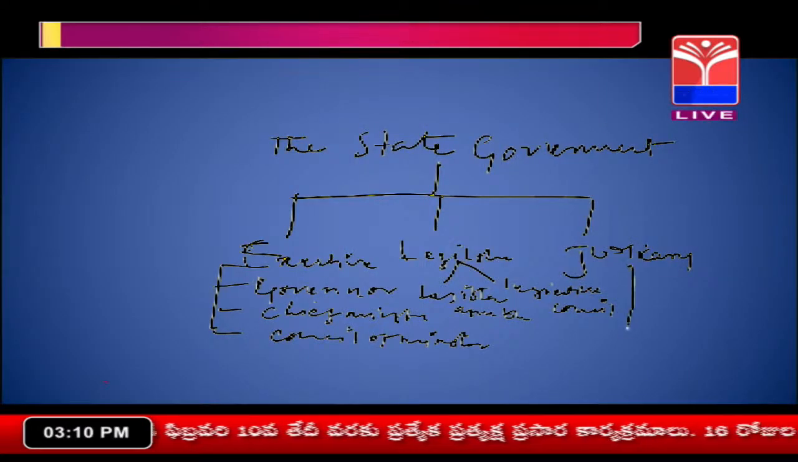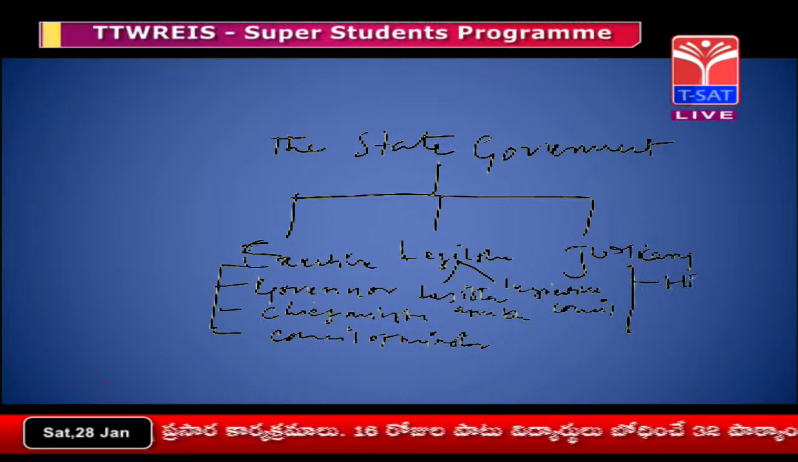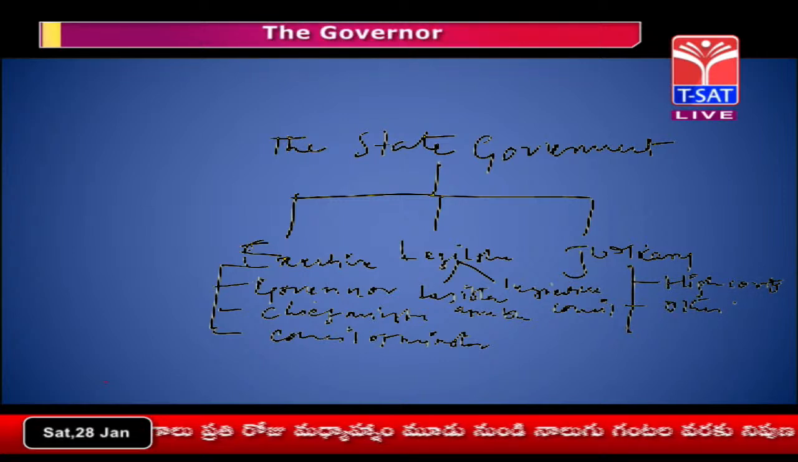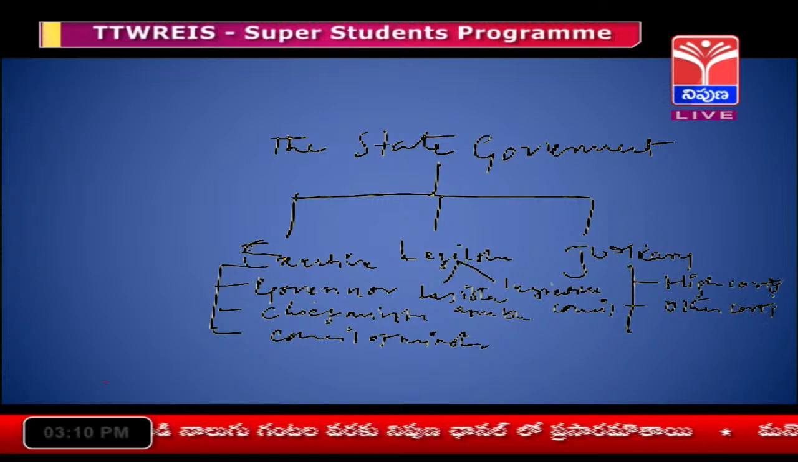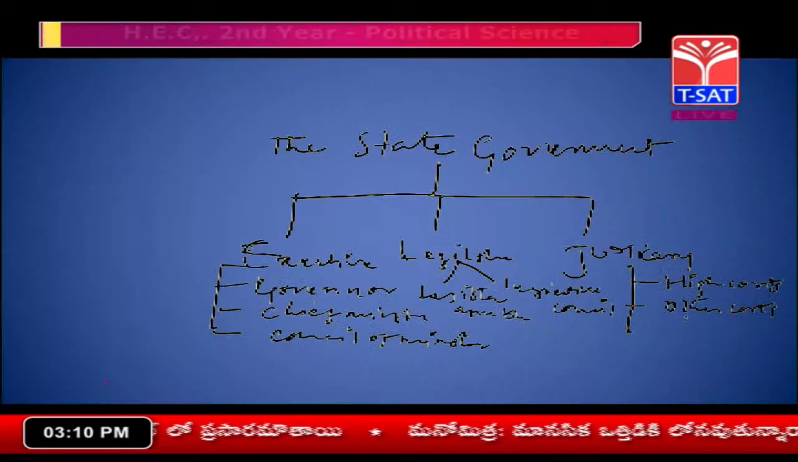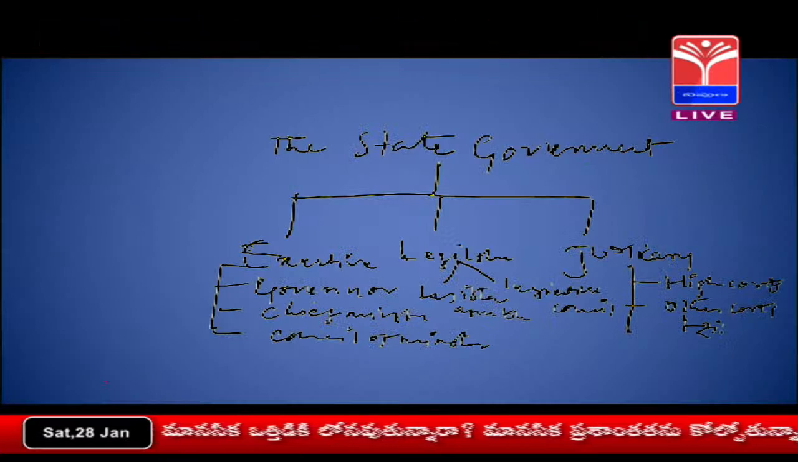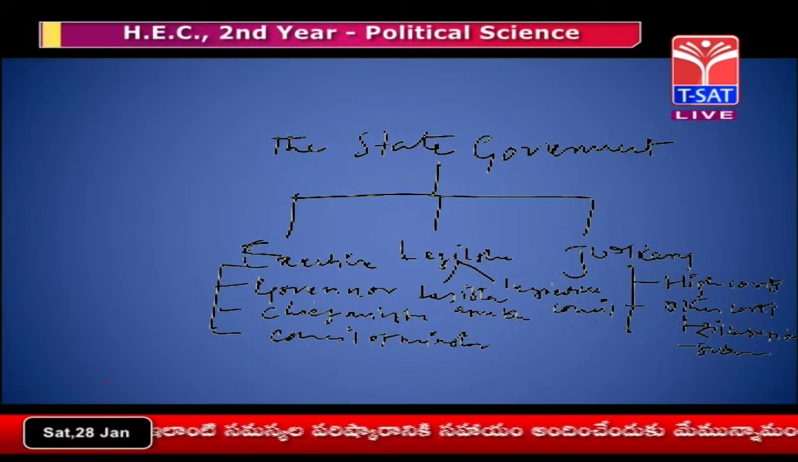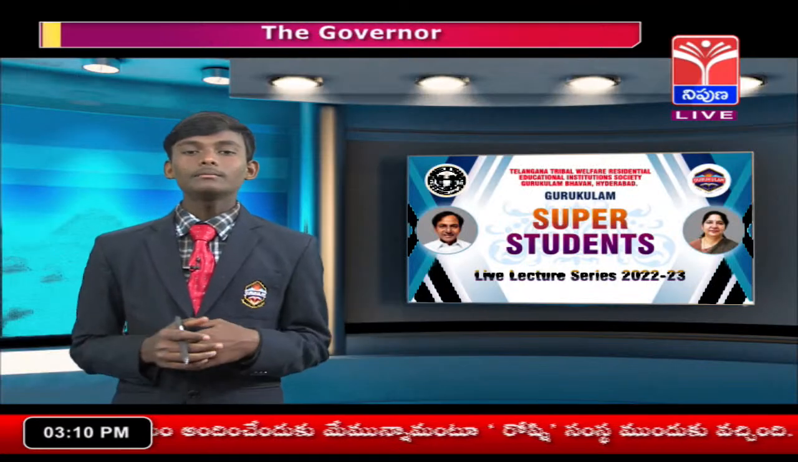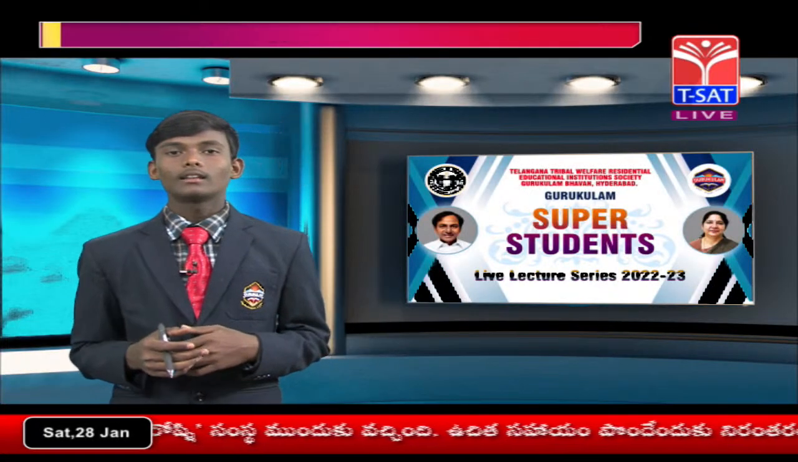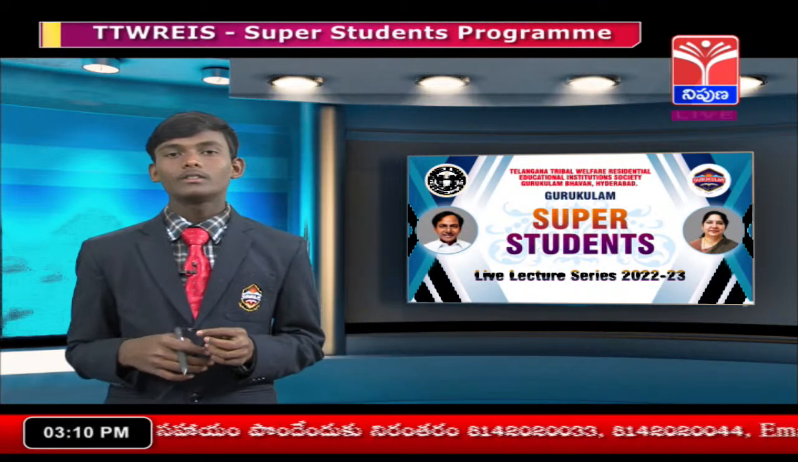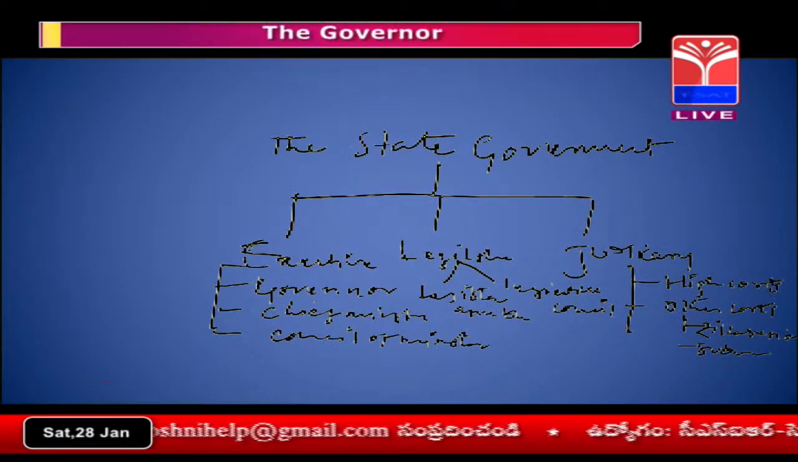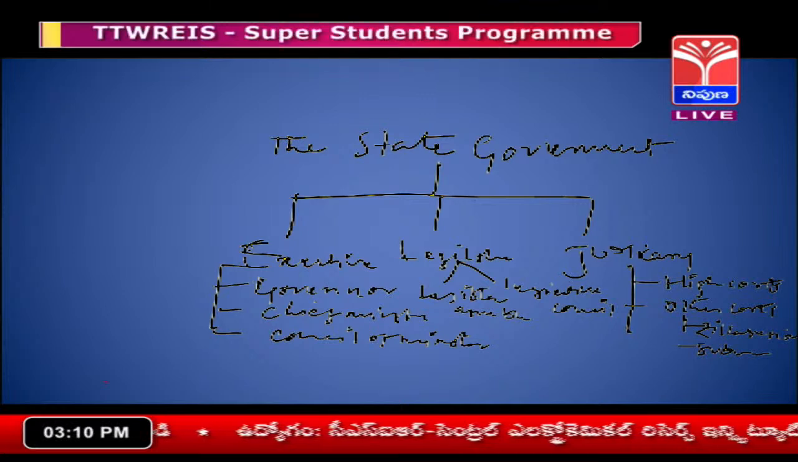Another one is the judiciary. In the judiciary consist the high court and other courts. Other courts means district session courts and subordinate courts. These are the organs of the state government. You understand which organ of the state the governor comes under, and we will move to our topic, the governor.